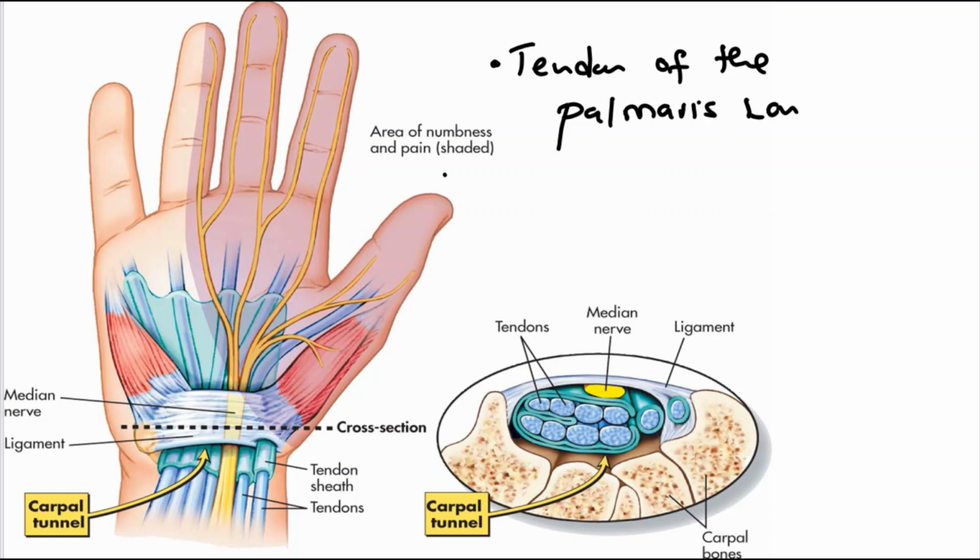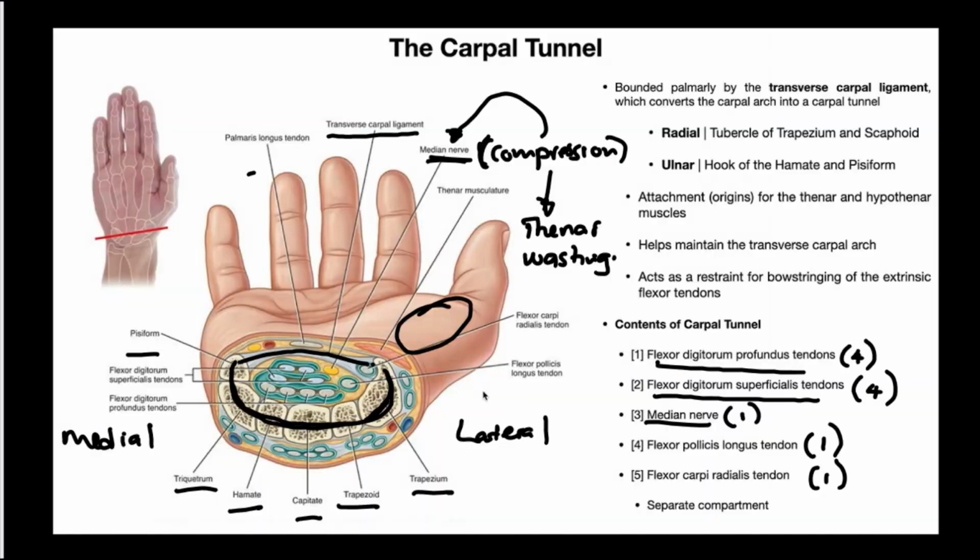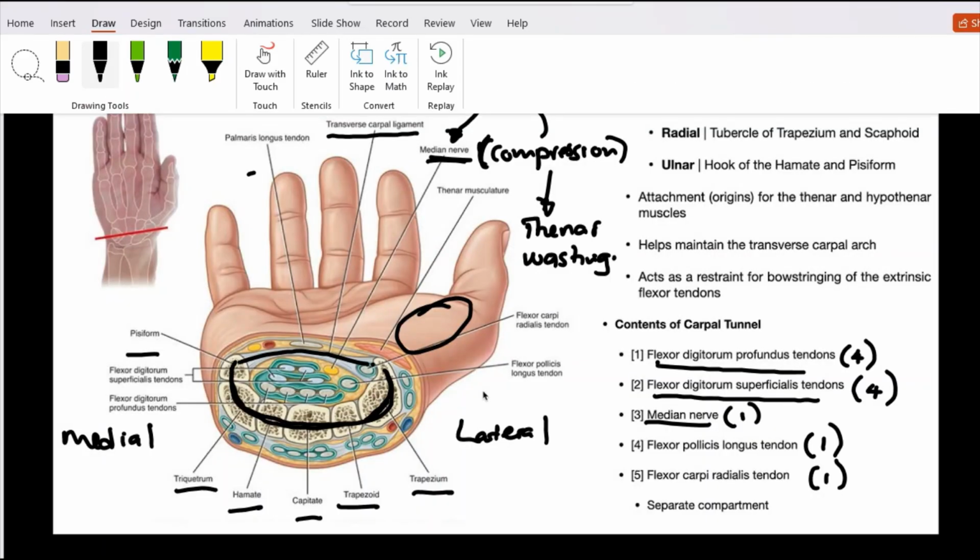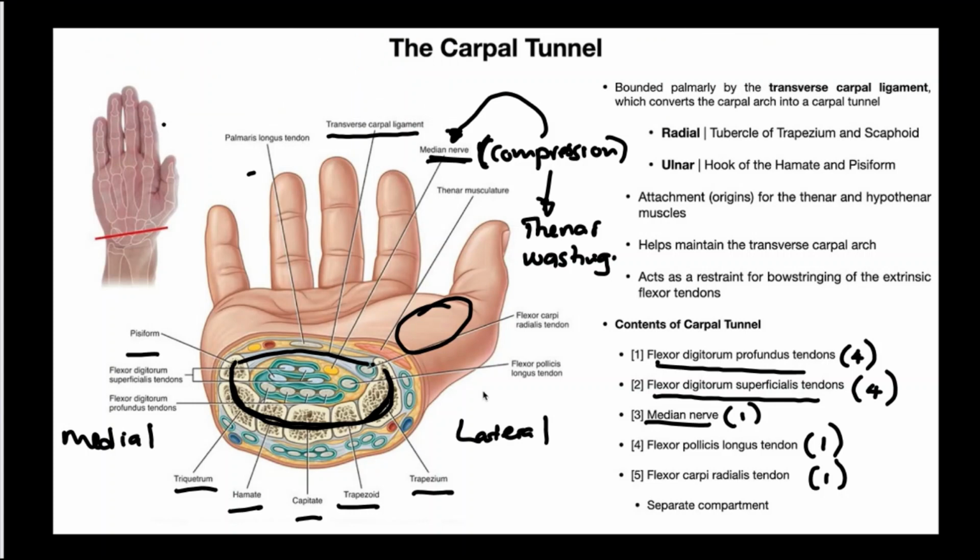Palmaris longus muscle. The tendon of the palmaris longus muscle won't go through the carpal tunnel, but it will pass on top. Like here, let me show you. It will pass on top. So this is the tendon here, the palmaris longus tendon. It will pass on top of the carpal tunnel and it won't go through the carpal tunnel.